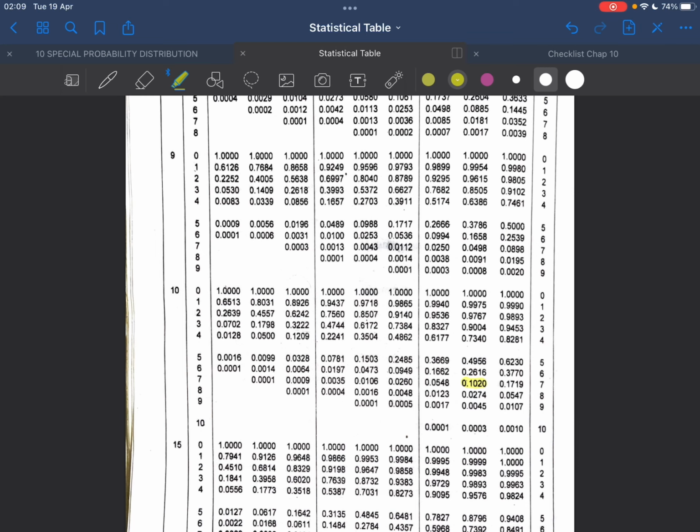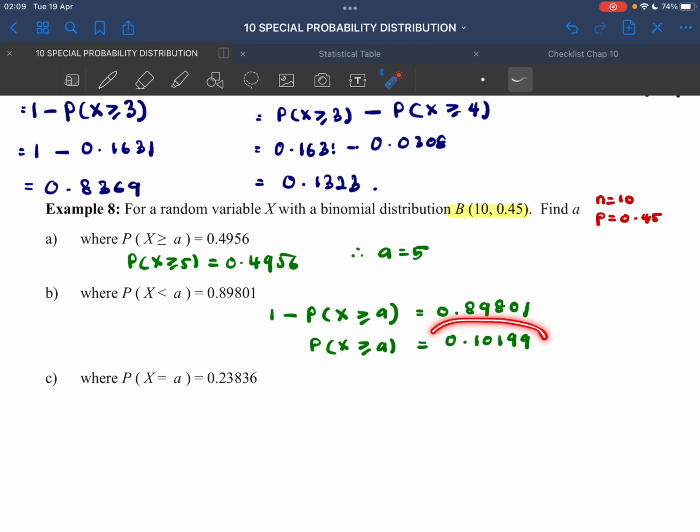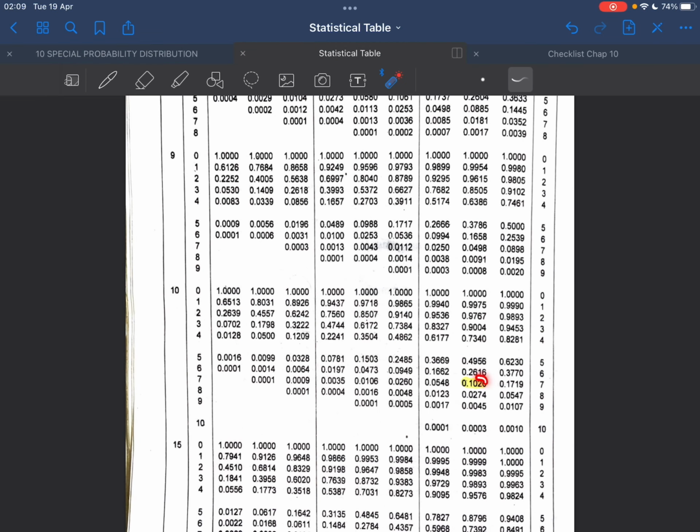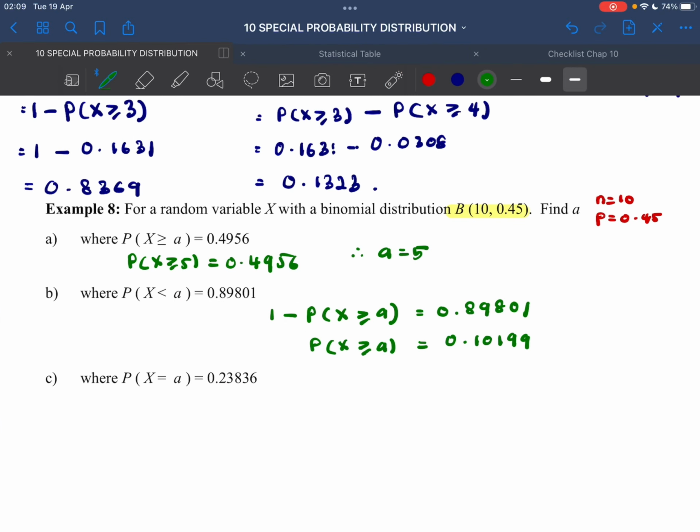Tapi kalau kita bundarkan, which is kita cari the nearest one. Okay, kamu kena tolak lah probability yang kita ada tadi, 0.10199. Kamu tolak lah dengan ini, ataupun nombor sebelum, ataupun nombor selepas. Mana yang paling kecil dia punya difference, itulah yang kita ambil. So this one obviously the answer lah. Okay, kalau kita bundarkan 0.10199, kamu akan dapat 0.1020 juga. So this is our R equals to 7. Okay, so what we have here is P(X ≥ 7) is equals to 0.1020. Okay, so we can conclude that our A is equals to 7.